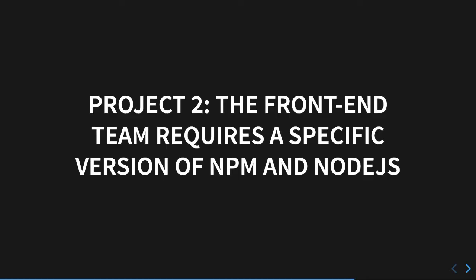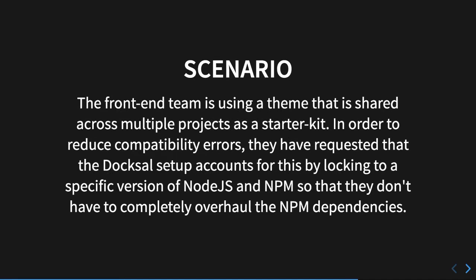For our next project, we're going to be working with Dockerfiles. Now here's our scenario. The front-end team is using a theme that is shared across multiple projects as a starter kit. In order to reduce compatibility errors, they've requested that the Docksal setup accounts for this by locking to a specific version of Node.js and NPM so they don't have to completely overhaul the NPM dependencies. Now, to do this, we're going to create a custom Dockerfile that extends a Docksal image and add a few things to lock it in. So let's switch over to our editor.